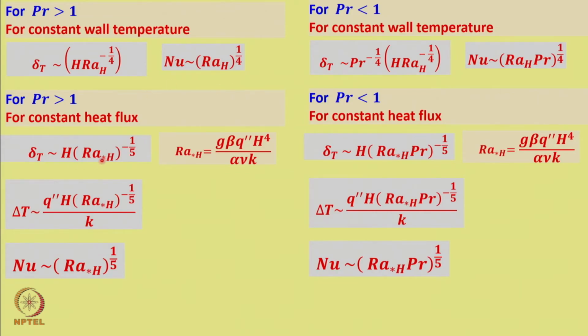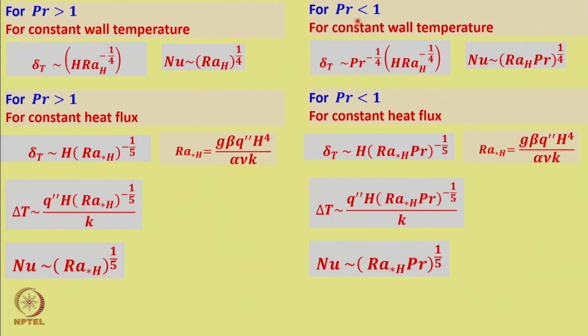For constant wall heat flux, we just derived H Ra star H to the power of minus 5, and delta T is Q double dash H Ra star H to the power of minus 1 by 5 by H, and Nusselt number is Ra star H. So you can notice that delta T is of the order of H to the power of 1 by 5.